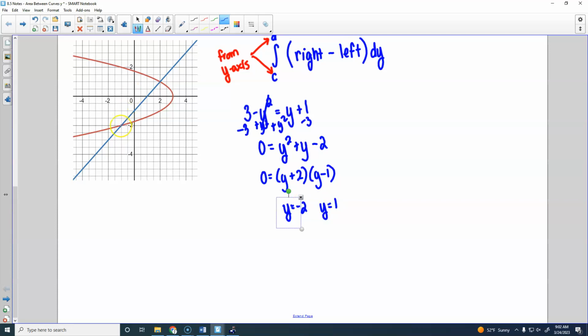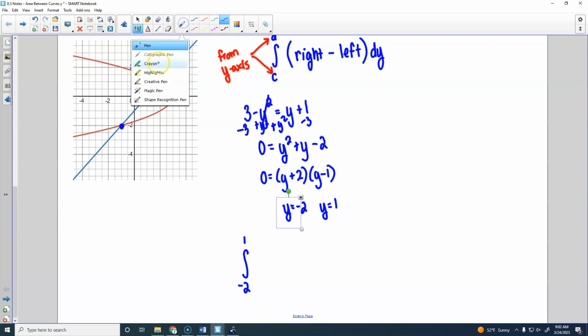And if you look at our graph over here, this intersection point has a y coordinate of negative 2, and this intersection point has a y coordinate of positive 1. So those are our intersection points. To set this up, we would do the integral from negative 2 to positive 1.